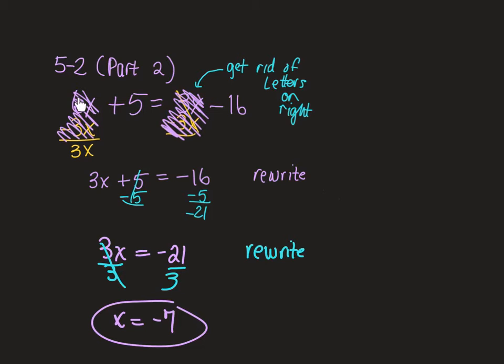So let's look at that. It took 1, 2, 3, 4, 5, 6, 7, 8, 9 lines of notebook paper to solve that question. What did we do? We got rid of the letters that were on the right. We add or subtract them. We come over here and we find the same kind of letter, the same kind of term, and add or subtract. Now I'm left with this, so I rewrote, was left with 3x plus 5 equals negative 16. Now I have to get rid of my 5, so I do minus 5, then divide by 3.